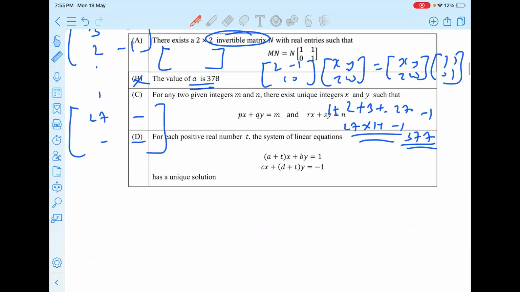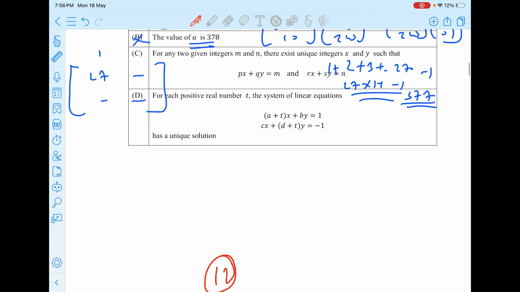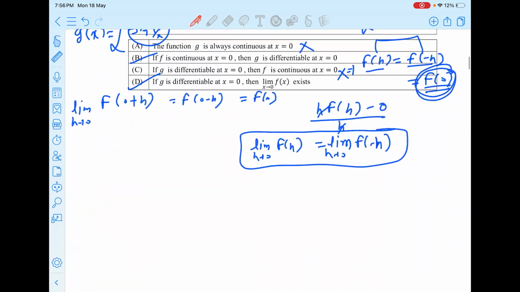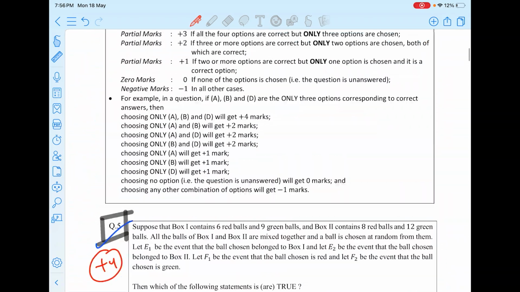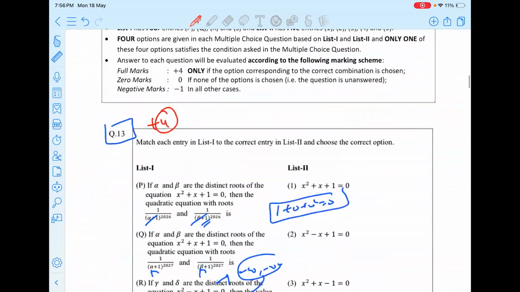So you'll get only 4 marks, and then 12 marks in multiple correct. So 32, and then 6 marks in single correct. So in this paper you could have easily got 38 marks.